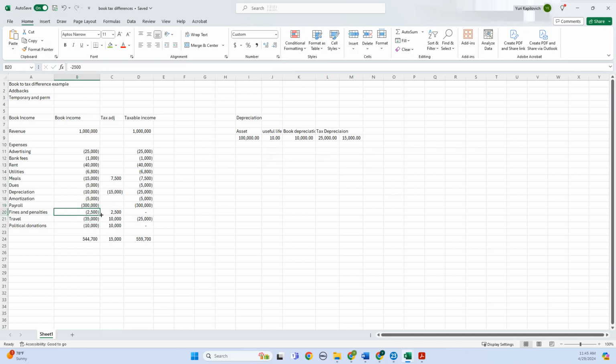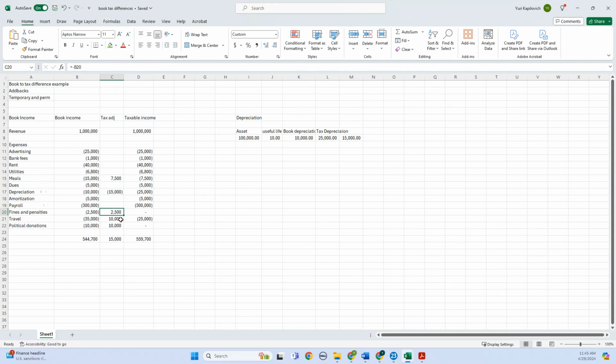Now we get to fines and penalties. Look, when you pay a fine out of your checking account, that still reduces your checking account and still reduces your profit for book purposes, which is why, again, the client has reflected it here. But for tax purposes, fines and penalties are not allowed as write-offs. You cannot deduct your fines and penalties. So that is an add back, 2,500.